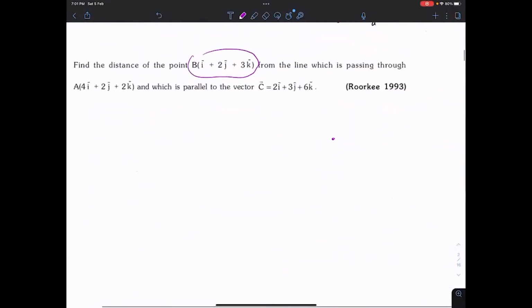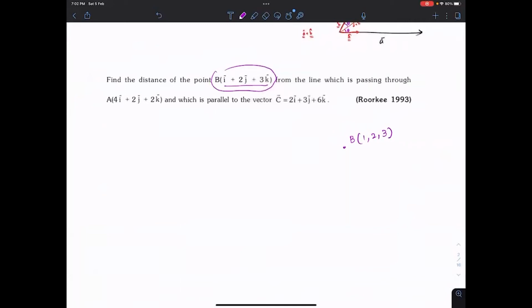Now here also, B in bracket like this, it is there. So what is the position vector of point B? And with the position vector, you can directly write the coordinates of the point. I'm writing it 1, 2, 3. Now what they are asking: find the distance of this point to the line which is passing through a point whose coordinates are 4, 2, 2 and parallel to the vector 2i plus 3j plus 6k.